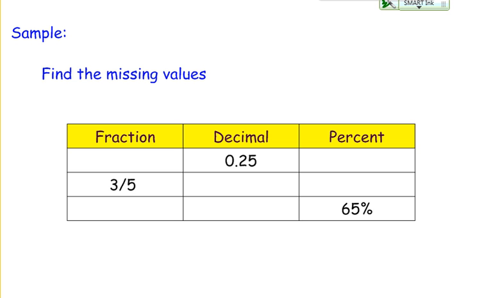So here's your sample. It says use this diagram and find the missing values. I give you a decimal, a fraction, a percentage, and you're supposed to find what's missing. That's lesson 99.